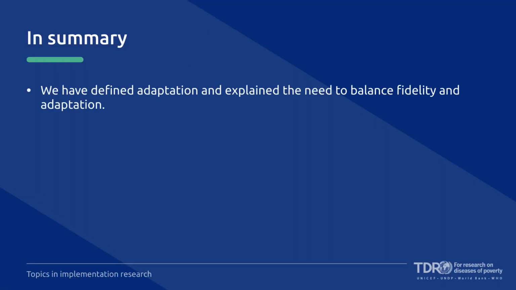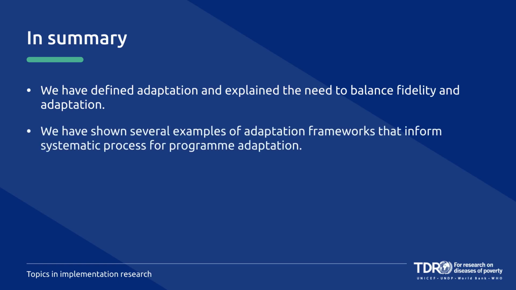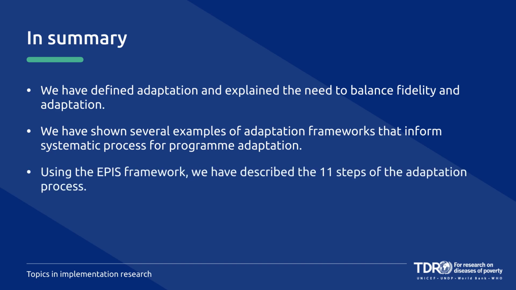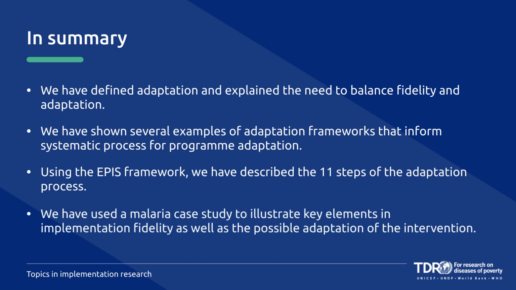After defining what we mean by adaptation, we then explained the need to balance fidelity and adaptation. We studied several examples of adaptation frameworks that inform systematic processes for program adaptation, and using the EPIS framework, we described the 11 steps of the adaptation process. Finally, we used a malaria case study to illustrate key elements in implementation fidelity as well as the possible adaptation of the intervention.